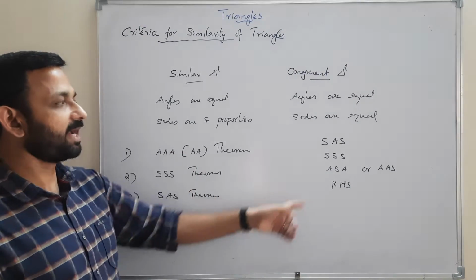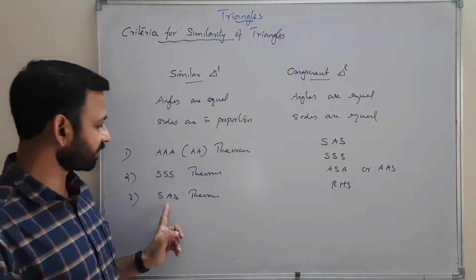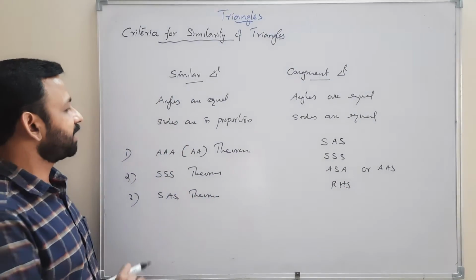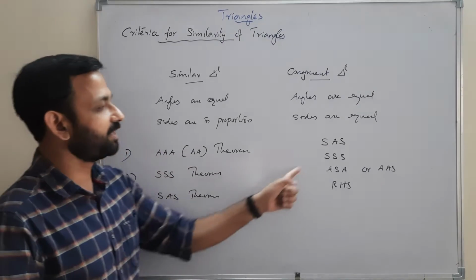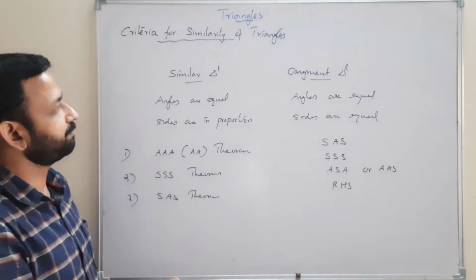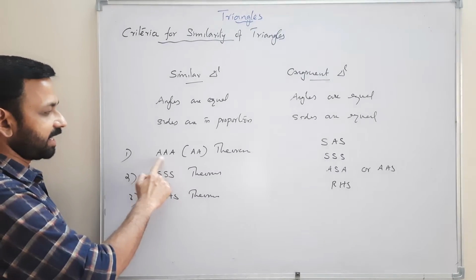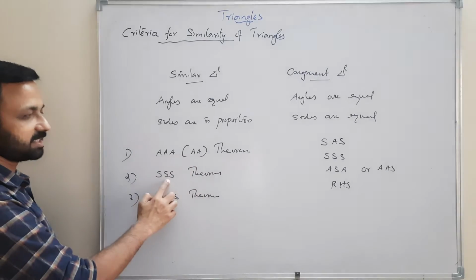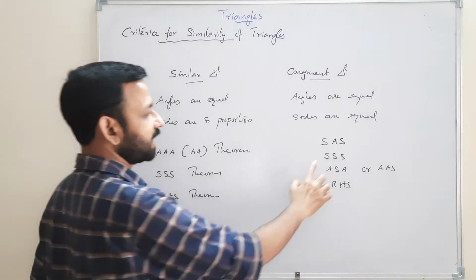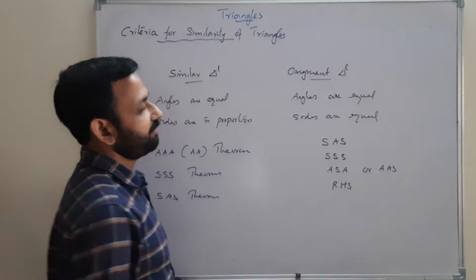In congruency we have SAS, SSS, ASA or AAS, and RHS. But here we don't have the ASA or AAS theorem, and we don't have the RHS theorem. But here we have the AAA theorem. So these are the main differences between congruency theorems and similarity theorems. Here we have AAA or AA theorem, and SSS theorem, and here also we have the SSS theorem, but the definition is different. SAS we have here and here also, but RHS we don't have. AAS or ASA we don't have.